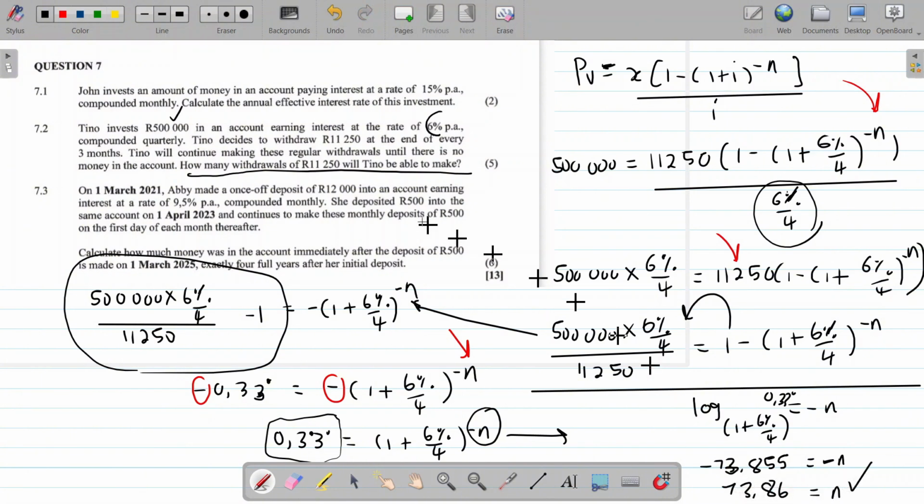So now what they wanted to know was how many withdrawals of 11,250 will Tino be able to make. So we can see it's 73.86, but that means full 11,250 withdrawals will be 73 of them. But the last one, the 0.861, will not be a full 11,250 withdrawal. So only 73 withdrawals of 11,250 will be made.